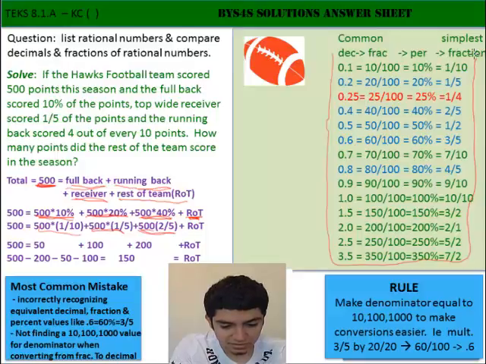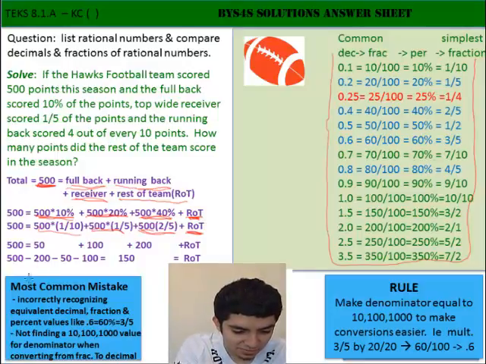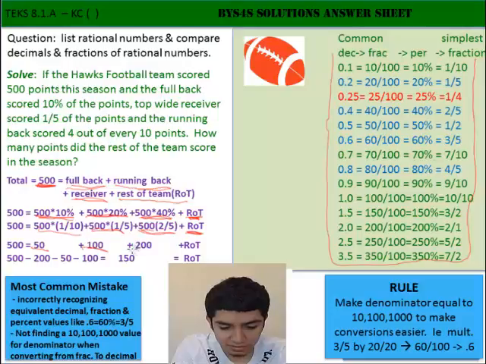So then the rest of the teams. Now if you solve this out, 500 times 10% is going to be 50. 500 times 20% is 100. Then 500 times 40% is 200. And then you're still going to have the rest of the team's points.